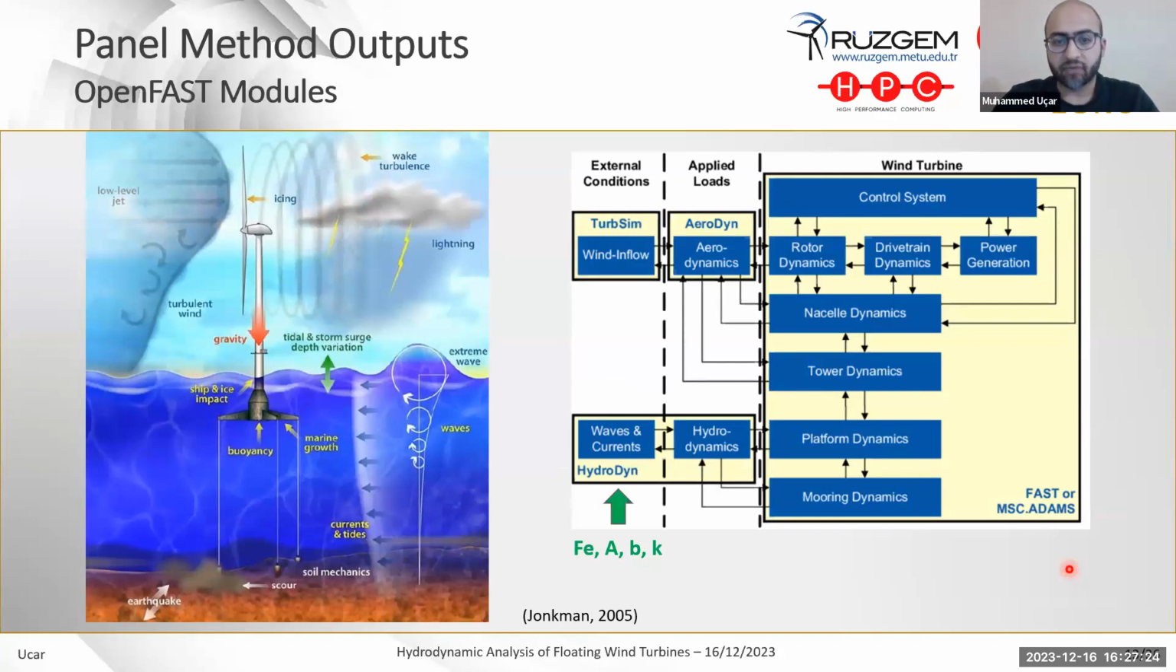At the left-hand side, you see the environmental conditions, and at the right-hand side, you see the modules of OpenFAST. What we have done is provide the hydrodynamic outputs to the HydroDyn module. We have obtained these results with one of the panel method codes and provide them to HydroDyn, which generates incident waves using inverse FFT and uses these hydrodynamic coefficients to emulate the platform with higher fidelity.